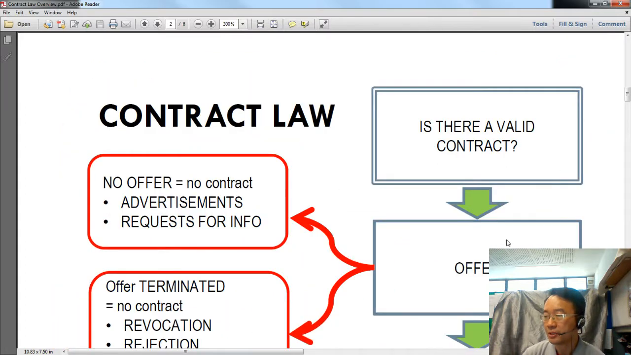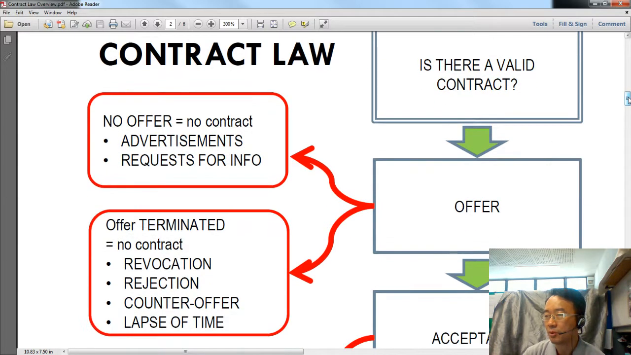The first thing we look at is offer. And there are two questions that always come out in offer. One, is there an offer at all? Because sometimes what is being stated is not even an offer. It might be an advertisement. Remember, advertisements are not offers. Advertisements are invitations to treat. It could also be a request for information. So when you're asking for information, it's also not an offer. So if there's no offer, then clearly you don't even begin to start to discuss, is there a contract or not? There's no contract.